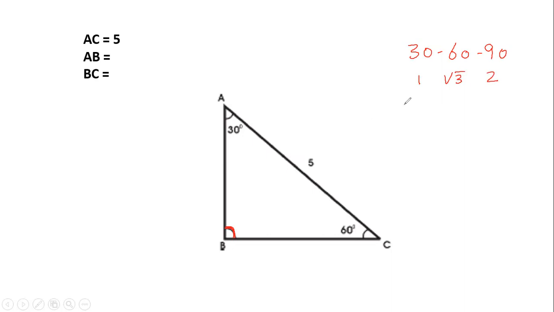Now what's the advantage? If I know one side, I know all the sides. AC is already given to me as 5. Whichever side is given to me, that is the side in front of 90, I will convert the ratio of that side into 1. How can I do that? Divide by 2. If I divide this ratio by 2, I have to divide every ratio by 2. Now the side given to me is 5, so I'll simply multiply all these ratios by 5.